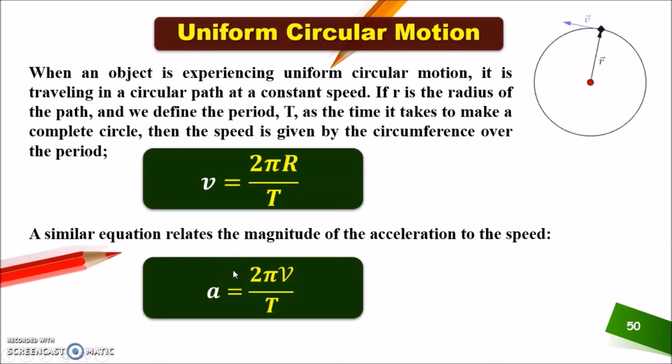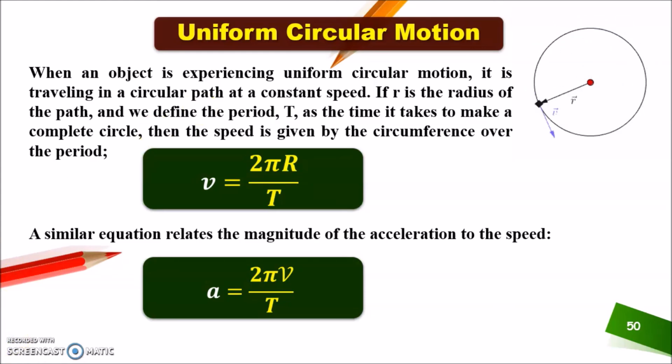So if an object is experiencing uniform circular motion, it is traveling in a circular path at a constant speed, but its velocity changes because the direction is changing, right?